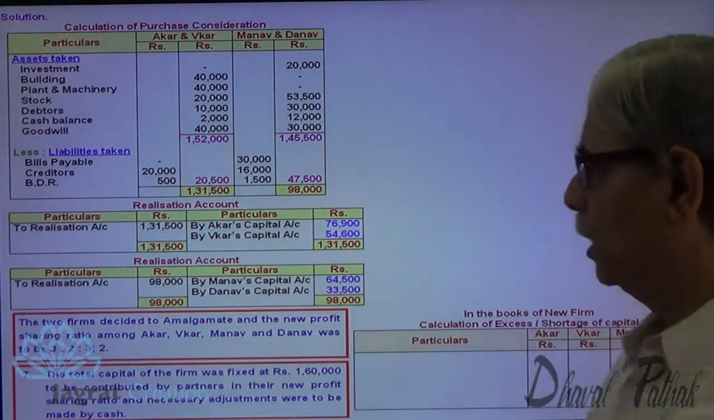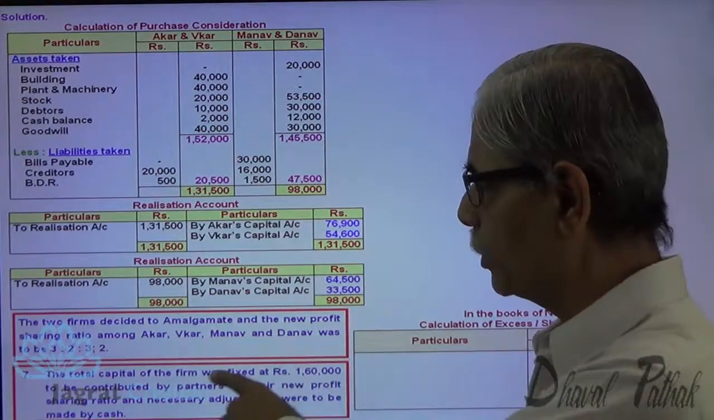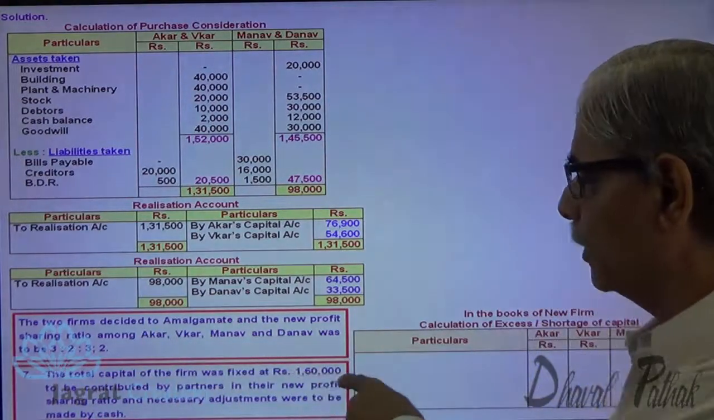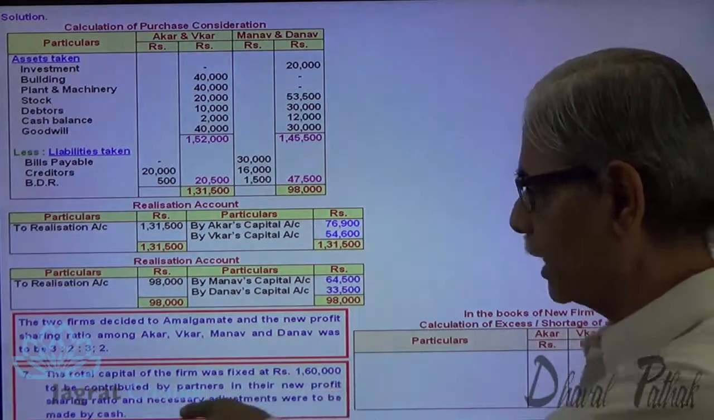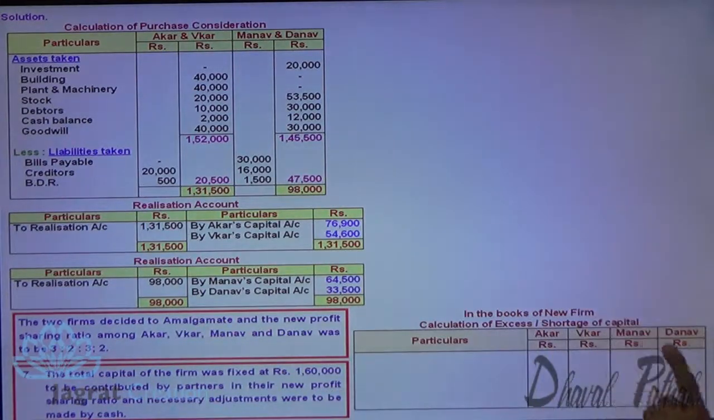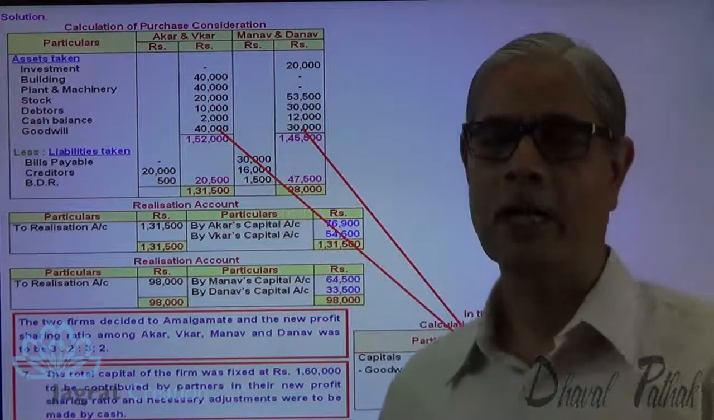Now, the two firms decided to amalgamate and the new profit sharing ratio is given. The total capital of the new firm is fixed at 1,60,000 to be contributed by the partners in the new profit sharing ratio, and the necessary adjustments are to be made. Now I am required to find out the shortage and excess. So this is the capital balance in the new firm. Now this goodwill is required to be written off as you are told to write off the goodwill.